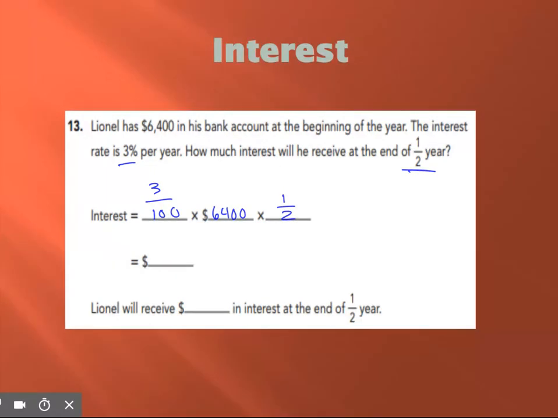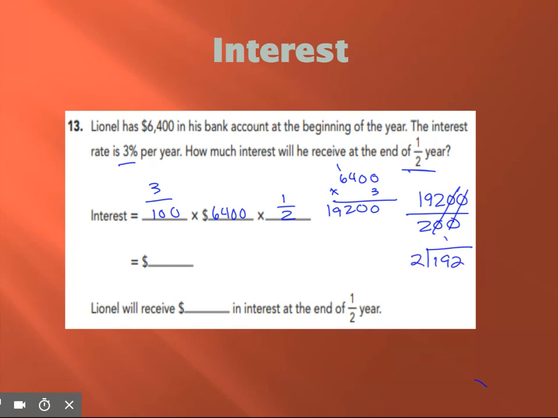So 6,400 times 3 would leave us with 19,200, and then we would have this over 200 this time because we have a 100 at the bottom and a 2. So now I need to do 192 divided by 2, and we would get $96. So Lionel will receive $96 in interest at the end of half of a year.